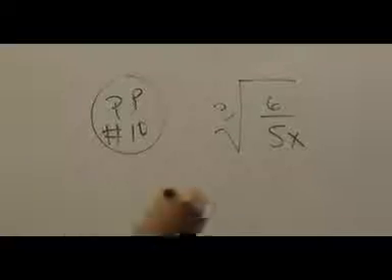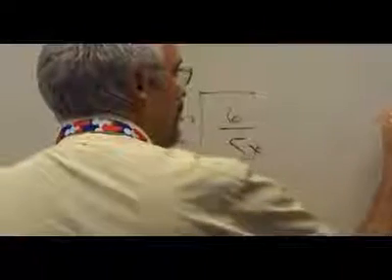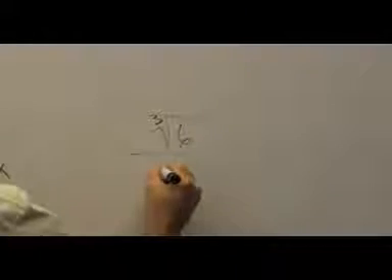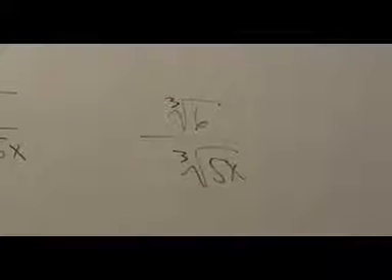And so, what will we do? We could say, okay, this is the cube root of 6 over the cube root of 5x. And then we say, well, gosh, we need to rationalize the denominator, so let's multiply by the cube root of 5x.